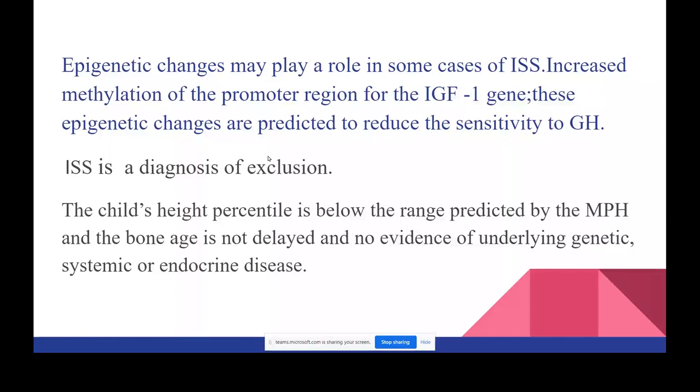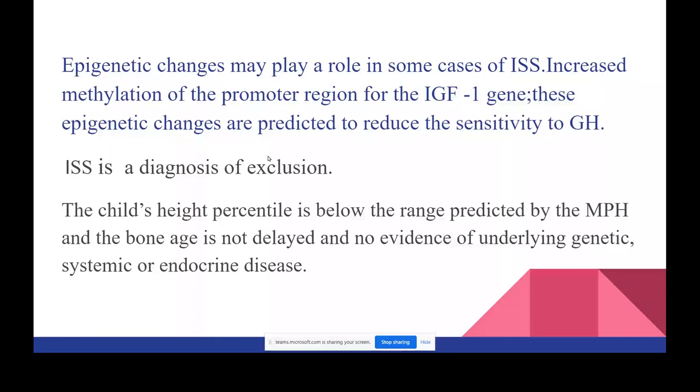Now what happened? Because of these epigenetic changes, IGF-1 does not have the normal sensitivity towards the growth hormone. So you have a normal growth hormone. Sometimes you may have a normal IGF level. That's why we investigate and cannot find a cause. Normal IGF level, but the IGF sensitivity is not there because of the epigenetic changes of that particular SHOX gene. You call it the SHOX gene variant.